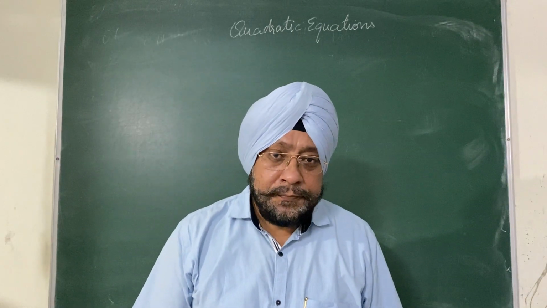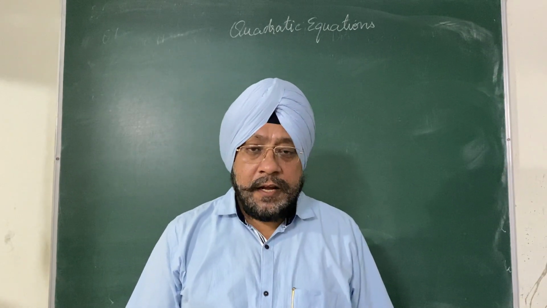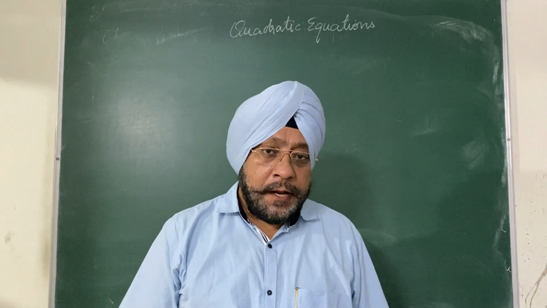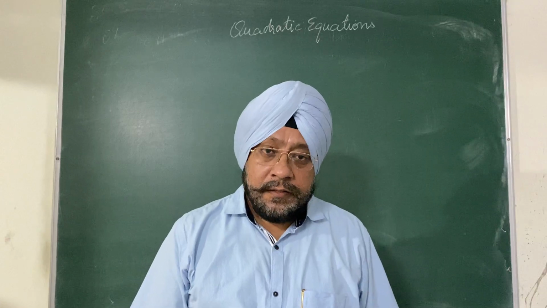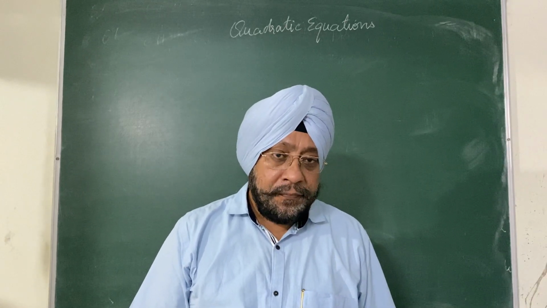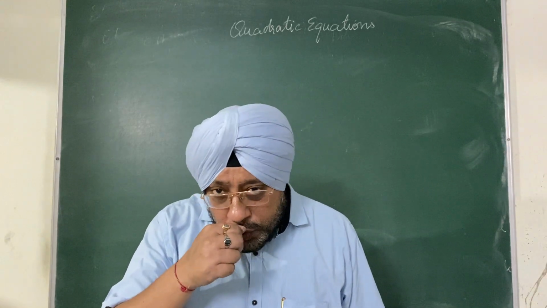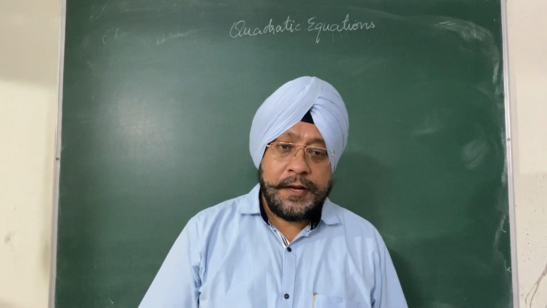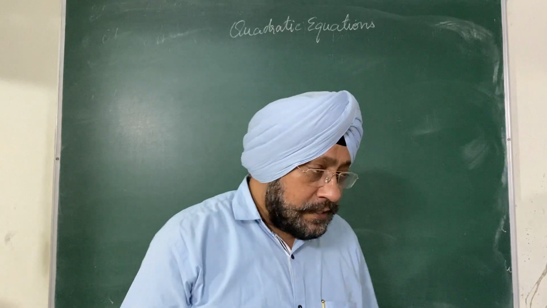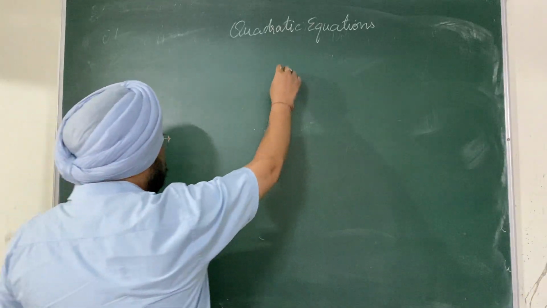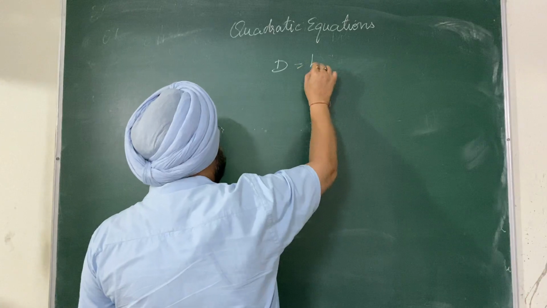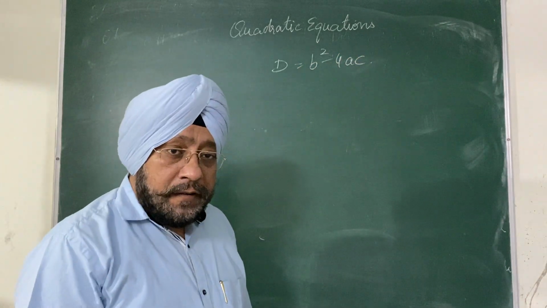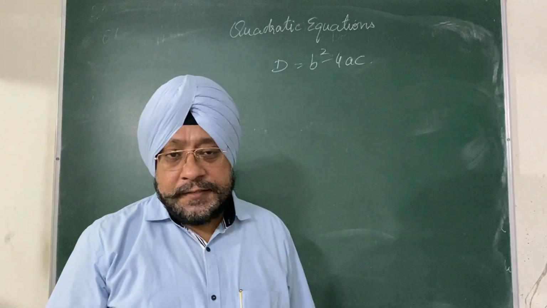Good morning, students. Today I am again here to teach you the lesson quadratic equation, and we are left with only the last concept, that is how to check the nature of the roots of the quadratic equation. Clear? So let's start. We have the discriminant D equals b squared minus 4ac. This we have done in the last two exercises.